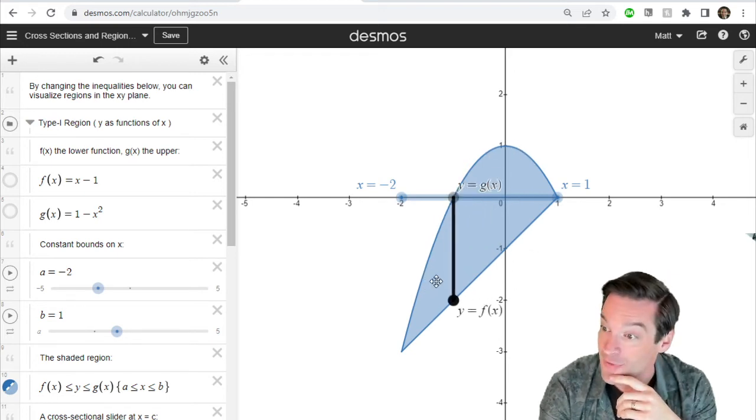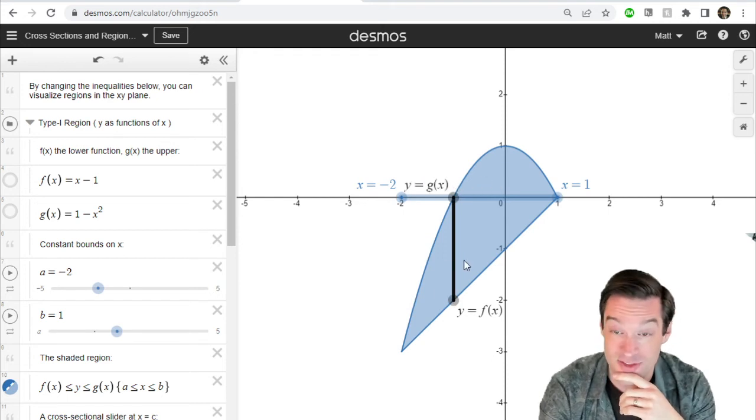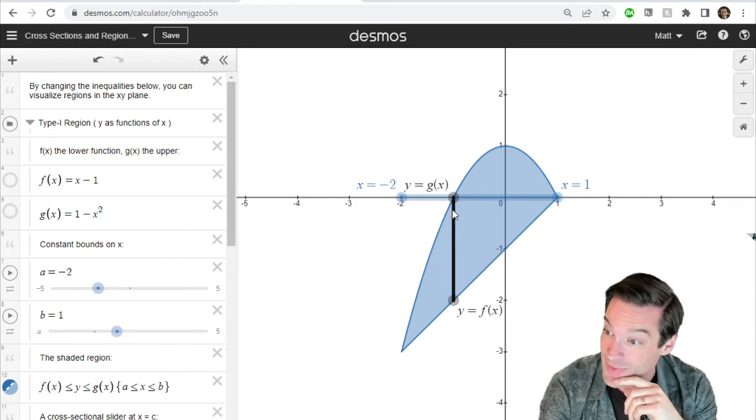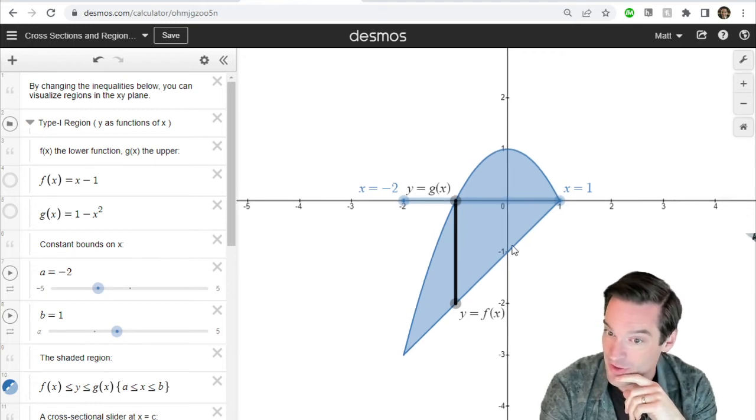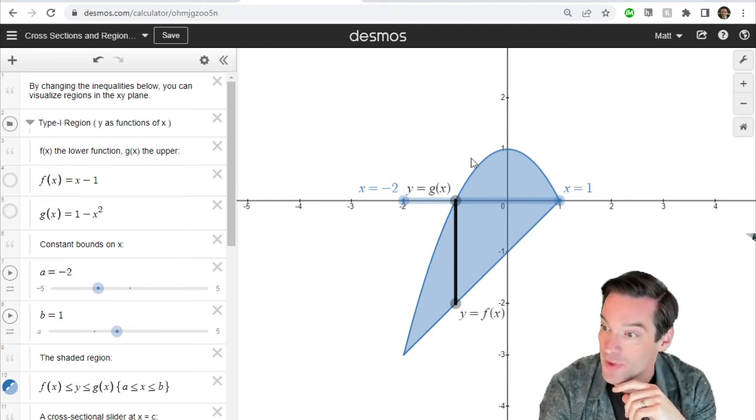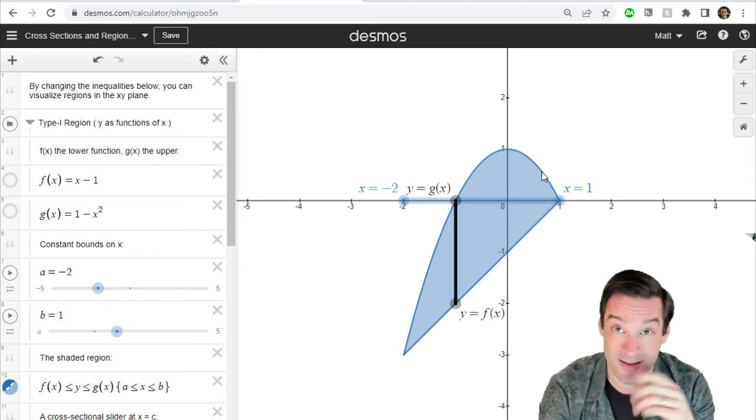If we tried to do horizontal cross sections on this and make it a type 2 region, we would end up running into some trouble because one part of this figure, the lower part, is going to have a different horizontal cross section. It's going to go in between the parabola and the line. But once we get above the x-axis, it would go between one part of the parabola and another part of the parabola. The line doesn't participate at all.